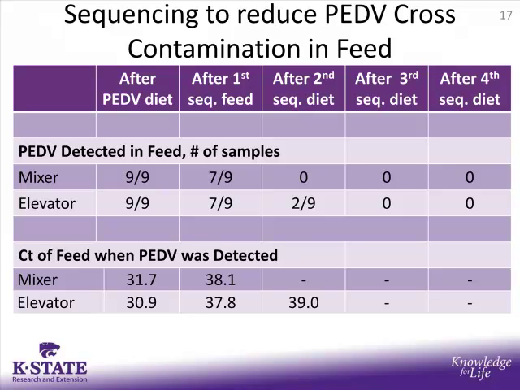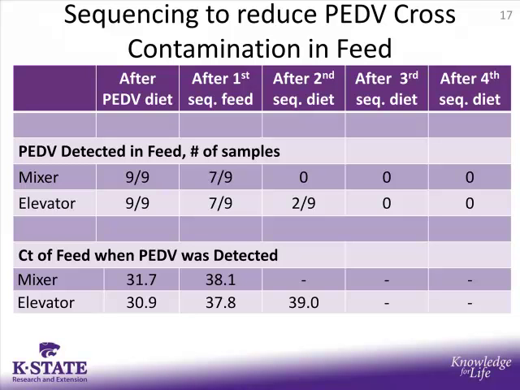CT of the feed samples, around 30 to 31, as I mentioned, for the PED diet. But then you see definitely an increase in the CT count, which means less PED RNA being able to be detected, which is good, suggesting, again, that sequencing could potentially minimize risk of PED cross-contamination. And again, no samples detected here after the 3rd and the 4th sequence.